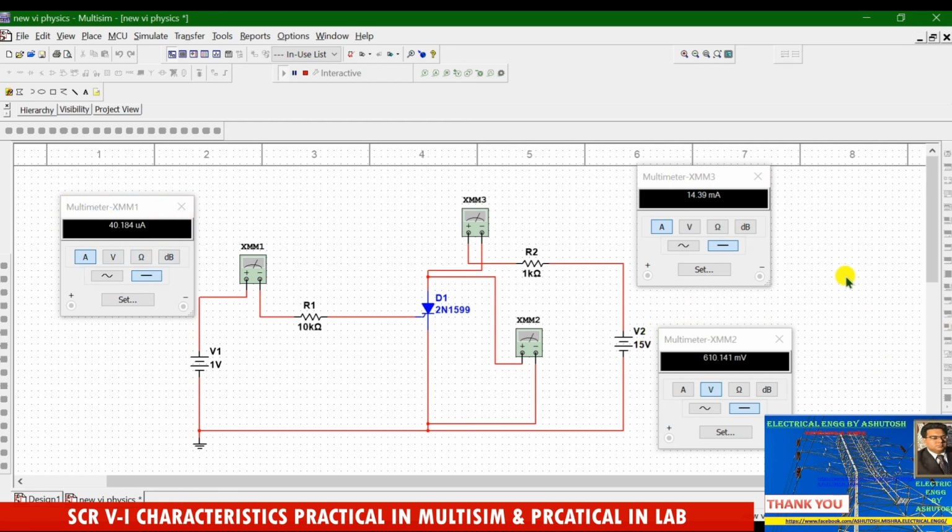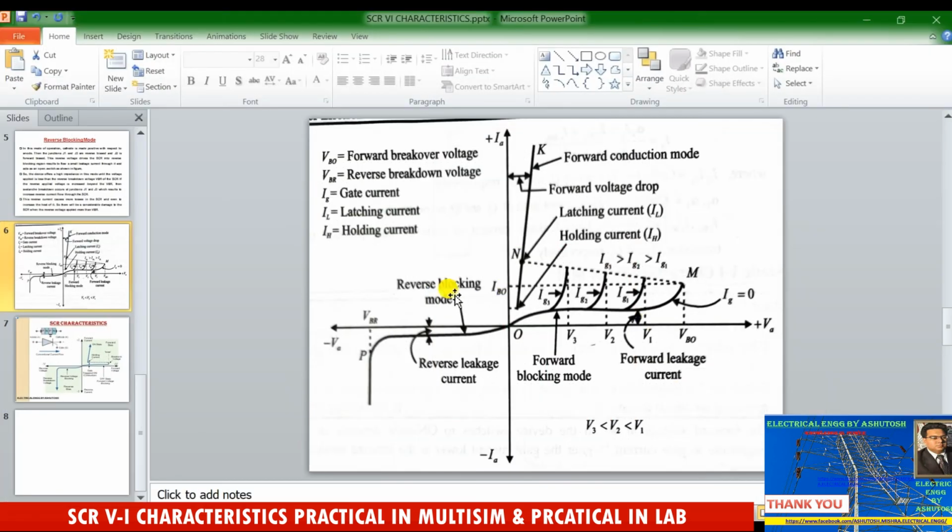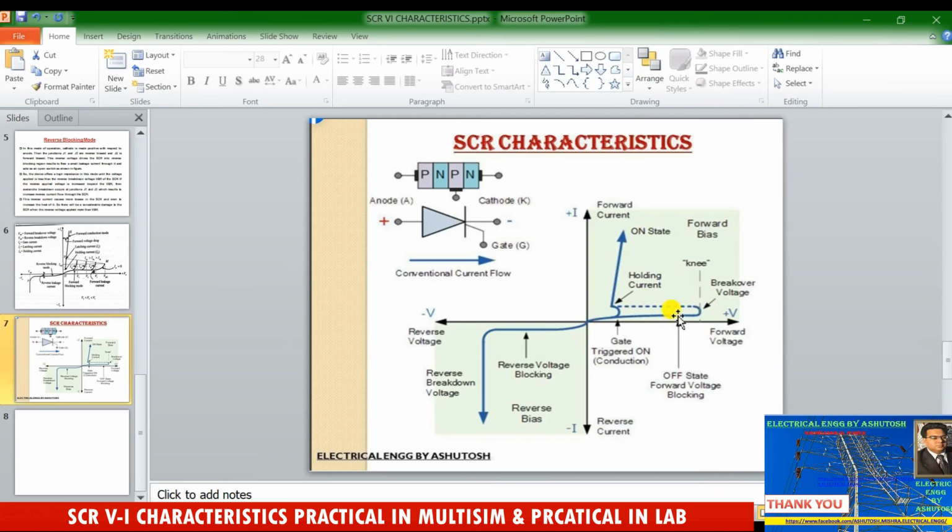Now you can note down all the readings and draw your VI characteristic on the graph, guys. So you can also simulate this practical in Multisim software. That is an absolutely correct method of simulation. So guys, that's it for today, and the graph will come out like this. Thank you.